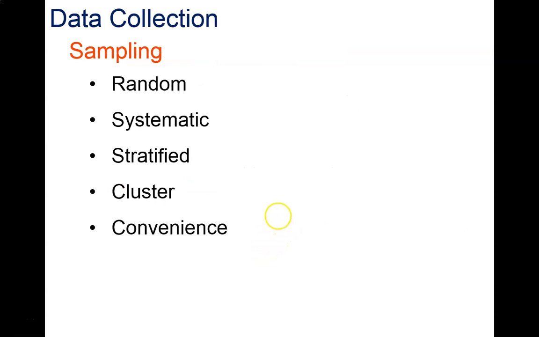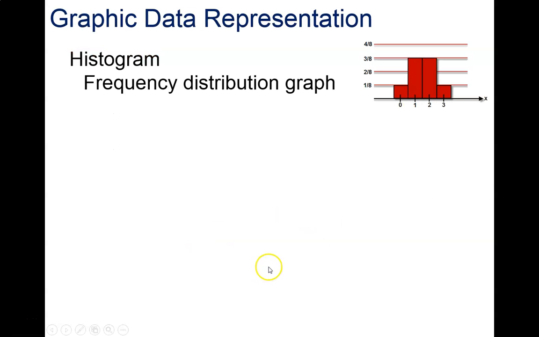As for ways of collecting numbers, you can just collect them randomly. You can use some sort of system to collect the data, like every fourth person. You can collect stratified data to make sure that you get a certain amount of each subgroup. So let's say you wanted at least 50% of your data from boys and 50% from girls. You can sample a cluster and select everybody in that group, or you can collect data by convenience, basically asking your friends, things like that.